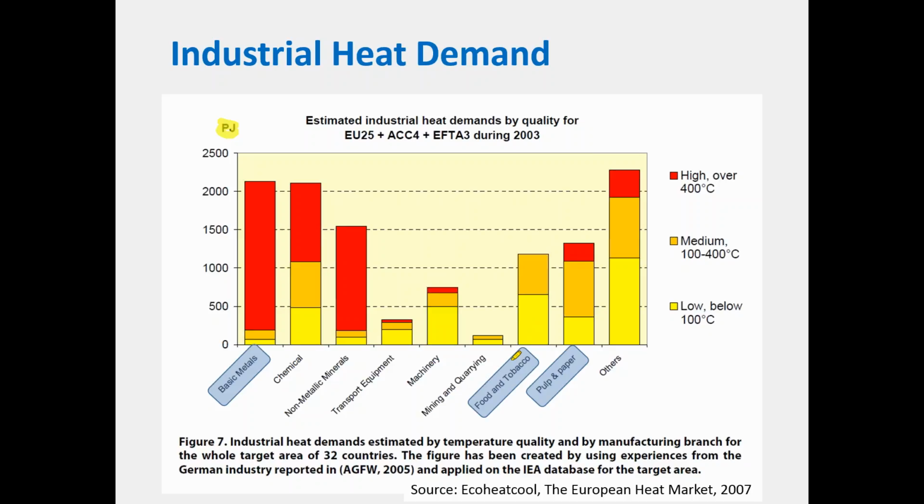Okay, and in New Zealand, obviously, these 3 that I've highlighted tend to be the bulk of our process heat demand. Food processing, dairy would fit into that, pulp and paper, and then basic metals. And so even though our demand will be somewhat less than in Europe, it gives you an idea of the relative proportions of the demand at these different temperature levels.